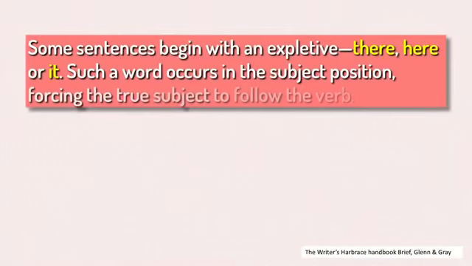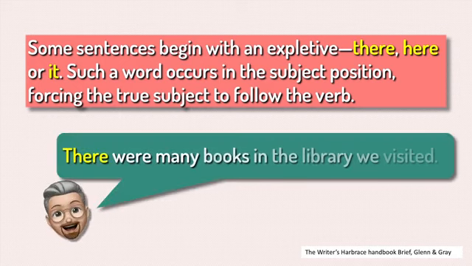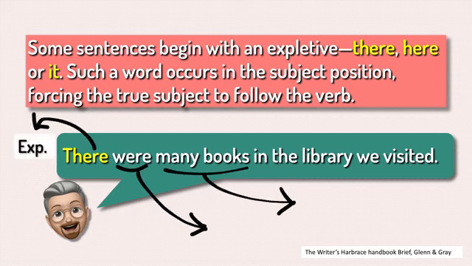Some sentences begin with an expletive, there, here, or it. Such a word occurs in the subject position, forcing the true subject to follow the verb. There were many books in the library we visited. So there is your expletive, were is your verb, and many books is your subject.